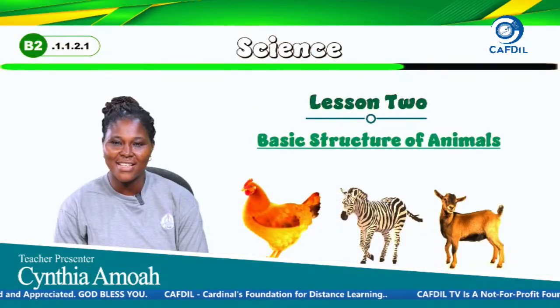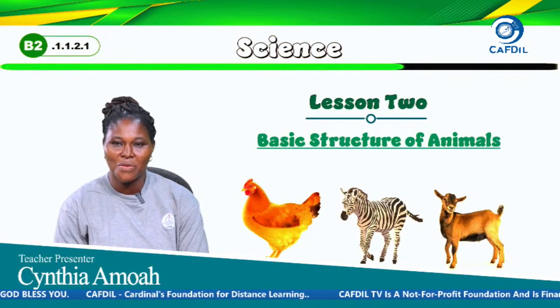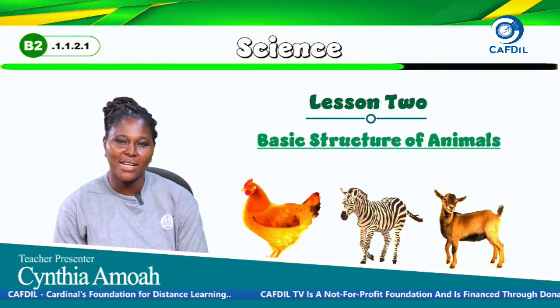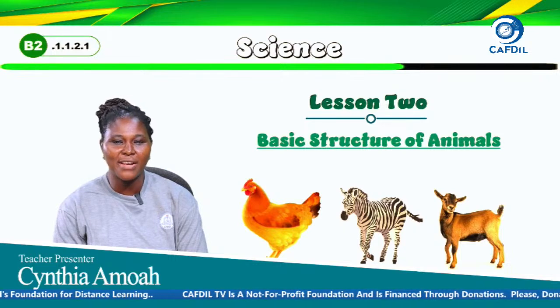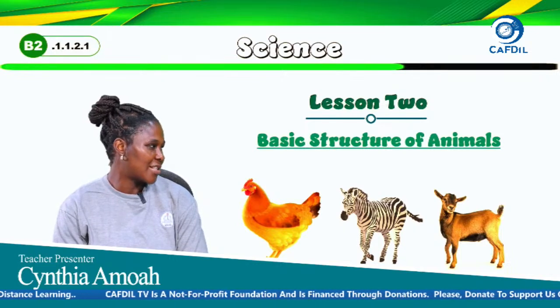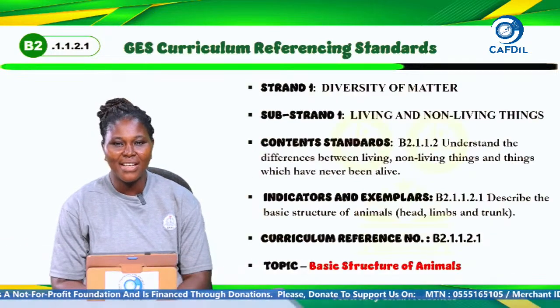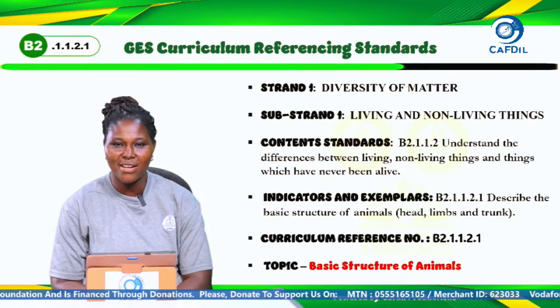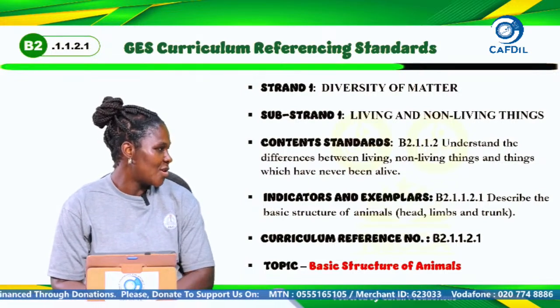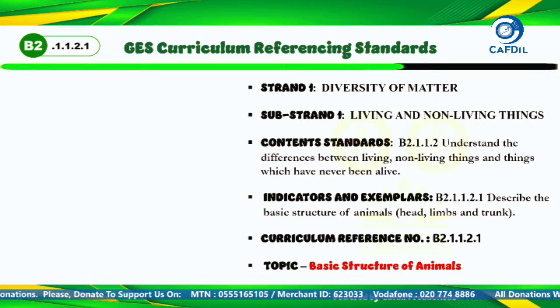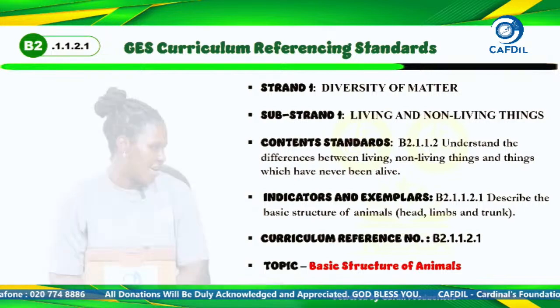Today is another lesson, lesson 2, and we are coming to look at the basic structure of animals. Before we start the lesson, let's look at our strand. We have strand 1, diversity of matter. Substrand, living and non-living things. And our indicators and examples: describe the basic structure of animals, that is the head, limbs, and trunk.